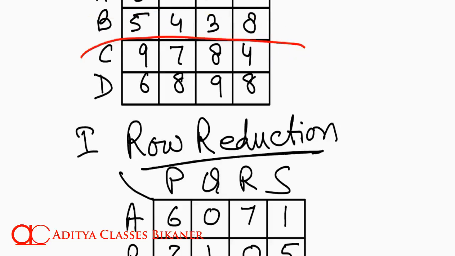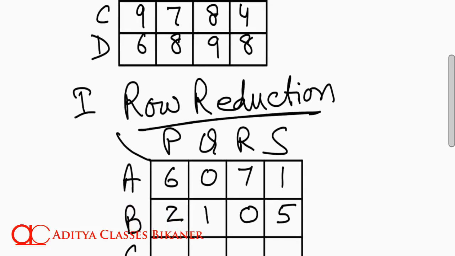Now let us proceed with the third row. Row reduction of the third row. What is the smallest time this time? It is 4. So I'll be subtracting 4 from all these. 9 minus 4, 7 minus 4, 8 minus 4, 4 minus 4. I have to subtract the smallest value in each row from all other cells.